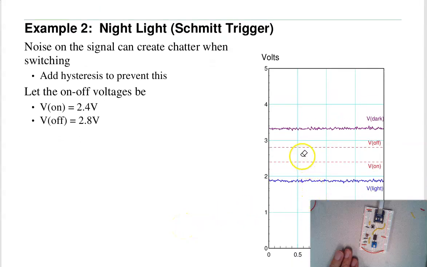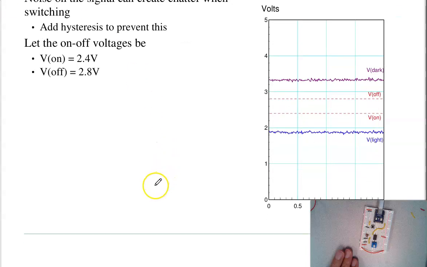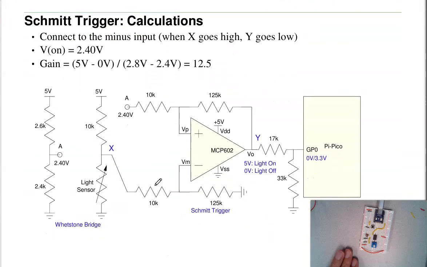To avoid the chatter, I can separate V off and V on. That's a Schmidt trigger. So let's have the on voltage be 2.4 volts, and the off voltage be 2.8 volts. The circuit that does that is a Schmidt trigger. That's a circuit with positive feedback.